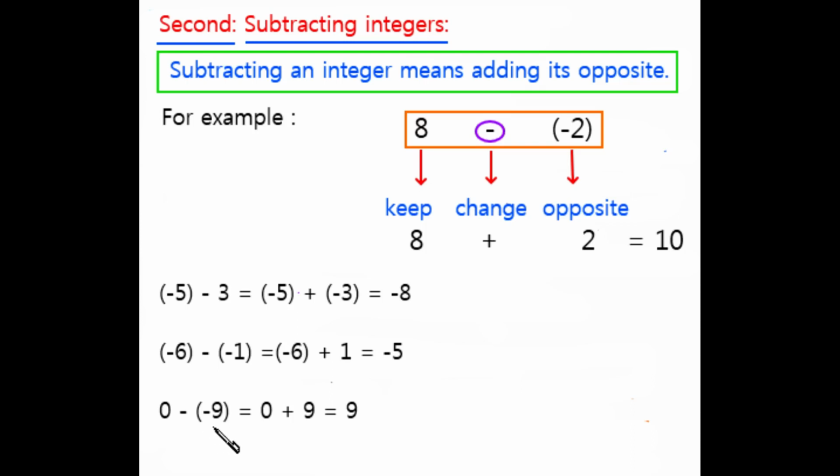0 minus negative 9. At first, keep and write the first number, 0. Change the sign, minus to be plus. The opposite of negative 9 is 9. 0 plus 9 equals 9.